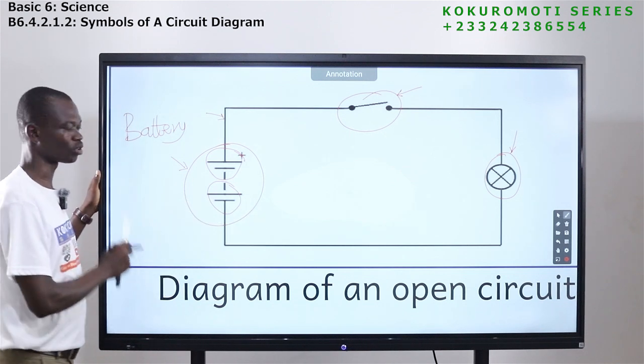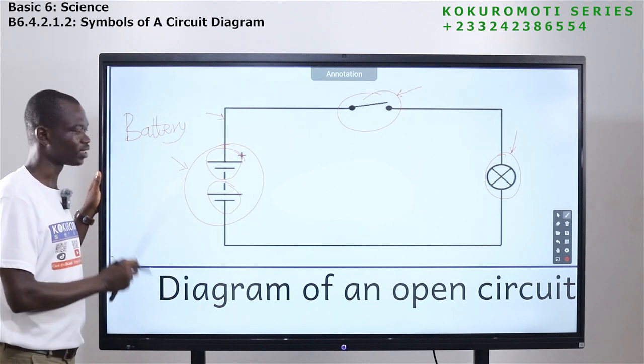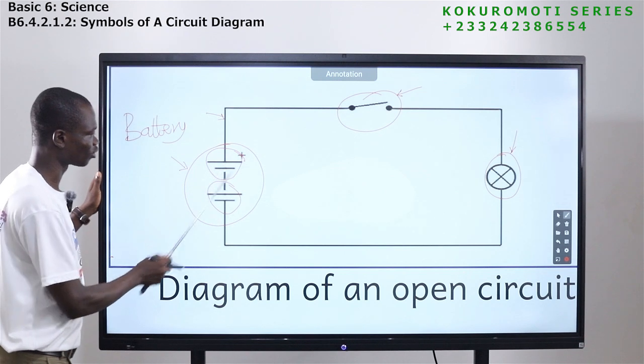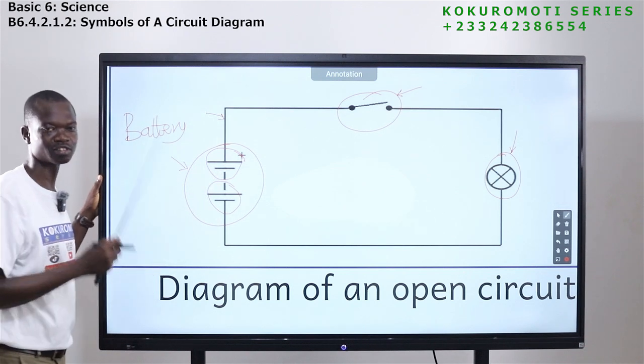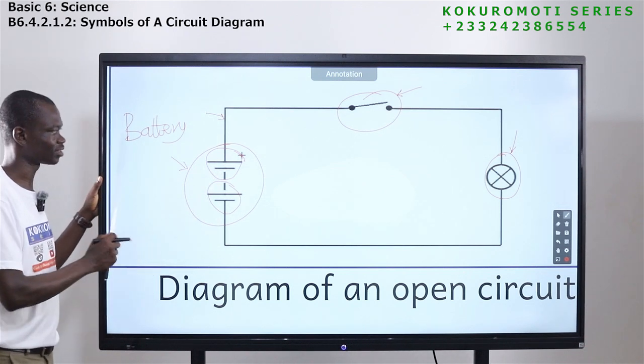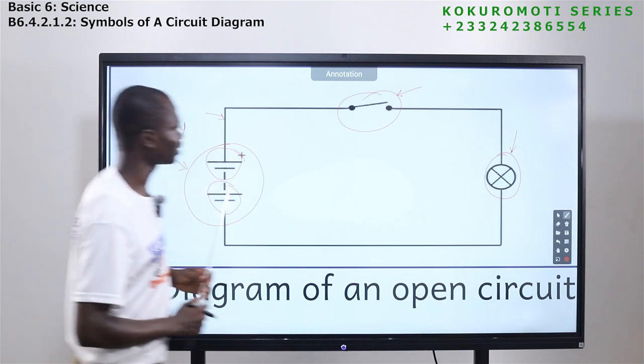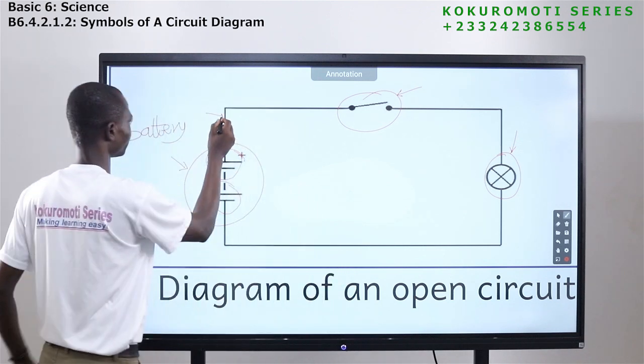So that is why this is called what? Battery. If it was only this one, then you say it is a dry cell. But because you have two dry cells, this is what? Battery. Now let's come to this side. Oh, there's another one here.